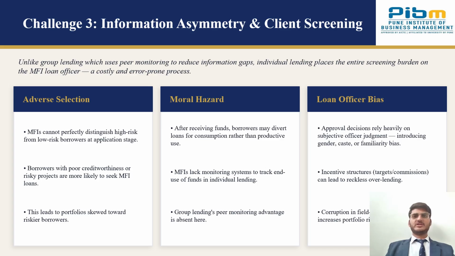Third one is information asymmetry. Group lending uses peer monitoring to filter risky borrowers. Individual lending has no such safety net. This leads to, first, adverse selection, so riskier borrowers apply more aggressively. Then moral hazard, where funds get diverted to consumption with no monitoring. And loan officer bias, where one person's judgment influenced by caste, gender, or incentive targets drives all decisions.